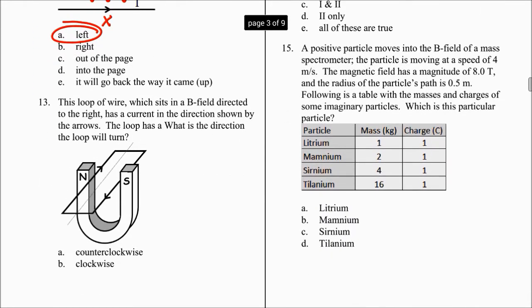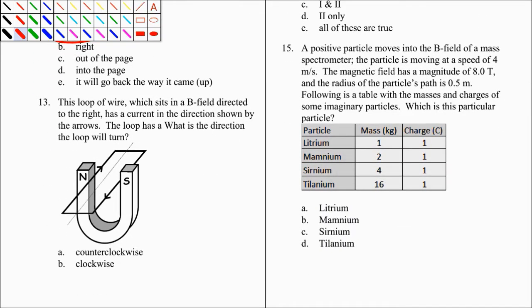This loop of wire sits in a B field directed to the right. So if you got that one wrong before, you can come back. This magnetic field goes from north to south, it's to the right. Oh, excuse me, this should have said the loop is allowed to rotate about the axis. I'll have to fix that. Number 13. What is the direction the loop will turn?